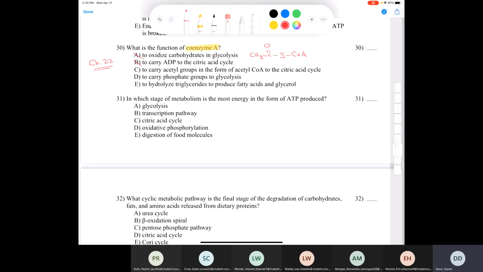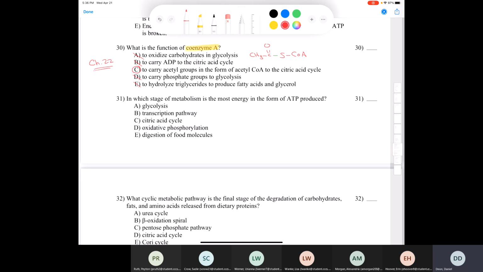It says to carry acetyl groups in the form of acetyl coenzyme A to the citric acid cycle. And that is exactly correct, because we have acetyl coenzyme A that's going to combine with oxaloacetate in the first step of the citric acid cycle, where we bring the acetyl group into the citric acid cycle. Next one says to carry phosphate groups to glycolysis. No, that's not true. Into hydrolyzed triglycerides, so it's got nothing to do with that.